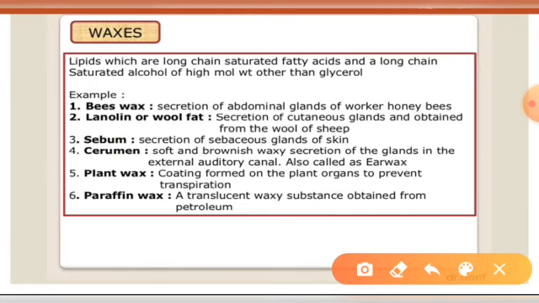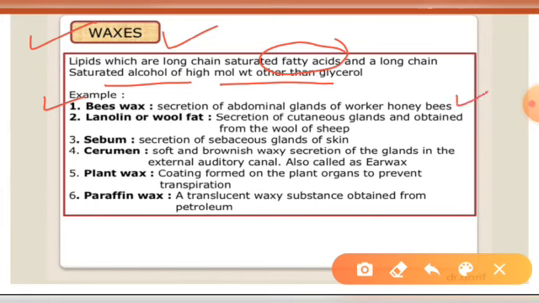Now the second type of simple lipid is wax, and we all know that waxes are the esters of fatty acids with alcohol other than glycerol. Especially the alcohols which are involved in the formation of waxes have high molecular weight. Now these waxes are of different types, or there are various examples of these waxes. First is the beeswax. Beeswax is a secretion of abdominal glands of worker honeybees.